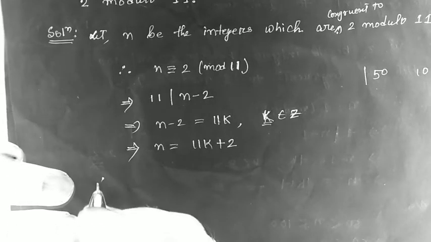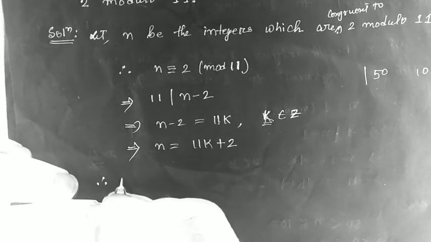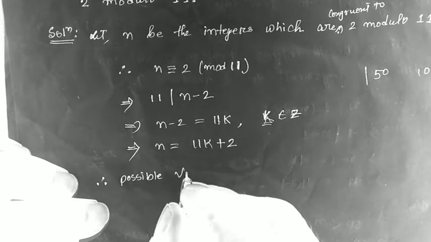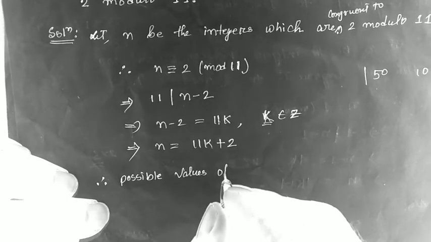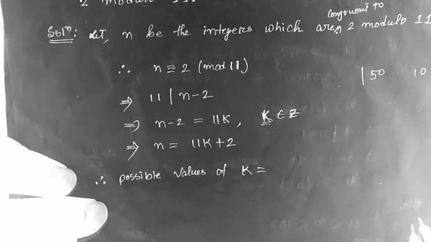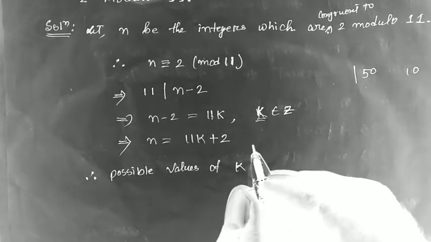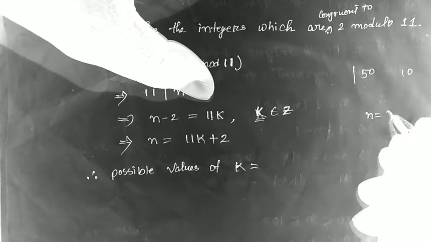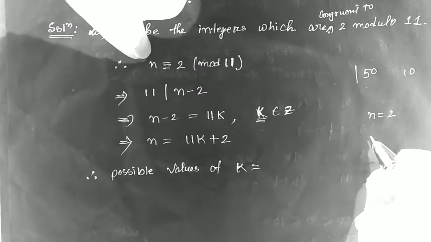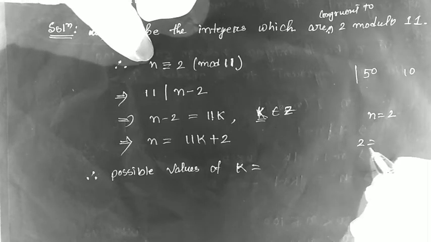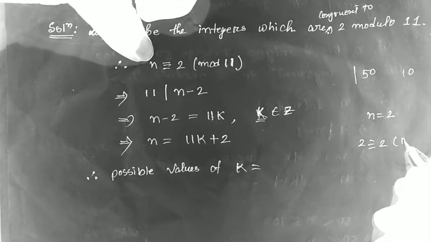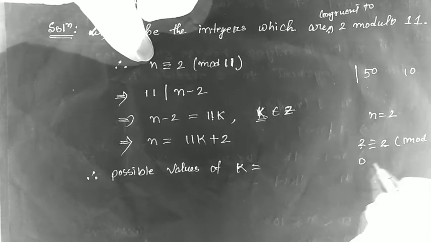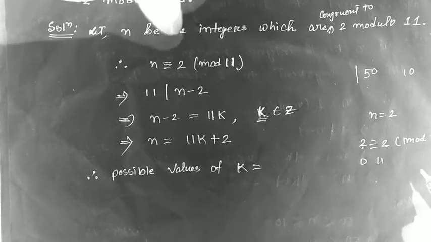So therefore the possible values of k may take 0. Now see, if we put 0 here, the value of k is 0, n will be 2. Is 2 congruent to 2 modulo 11 satisfying or not? 2 minus 2 is 0, and 0 is divisible by 11, so it is possible.